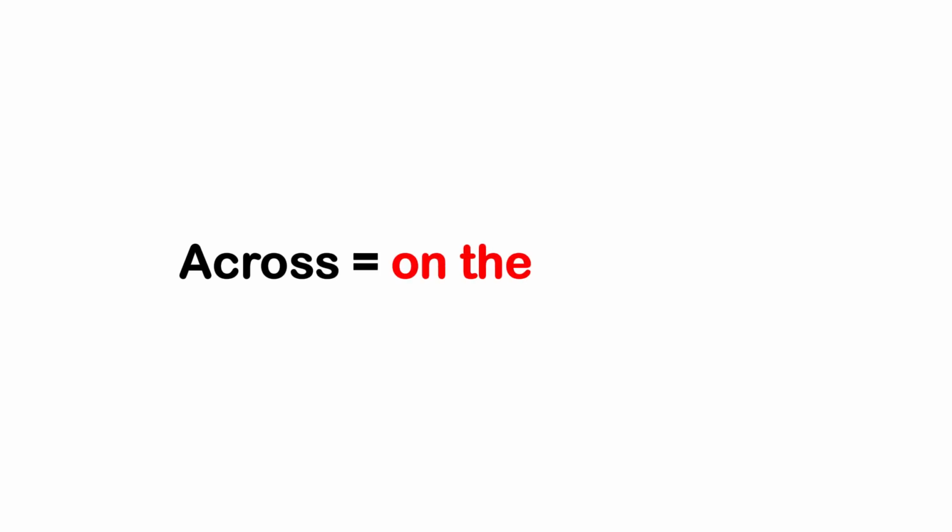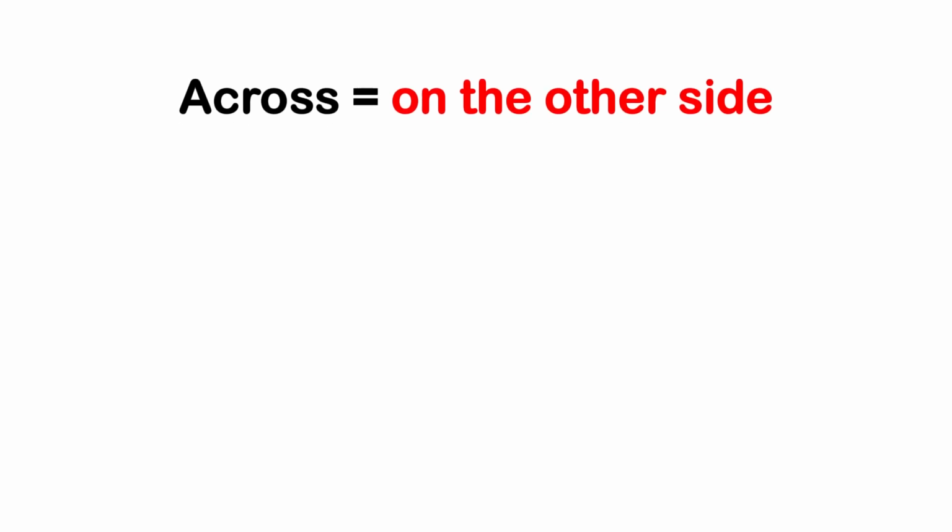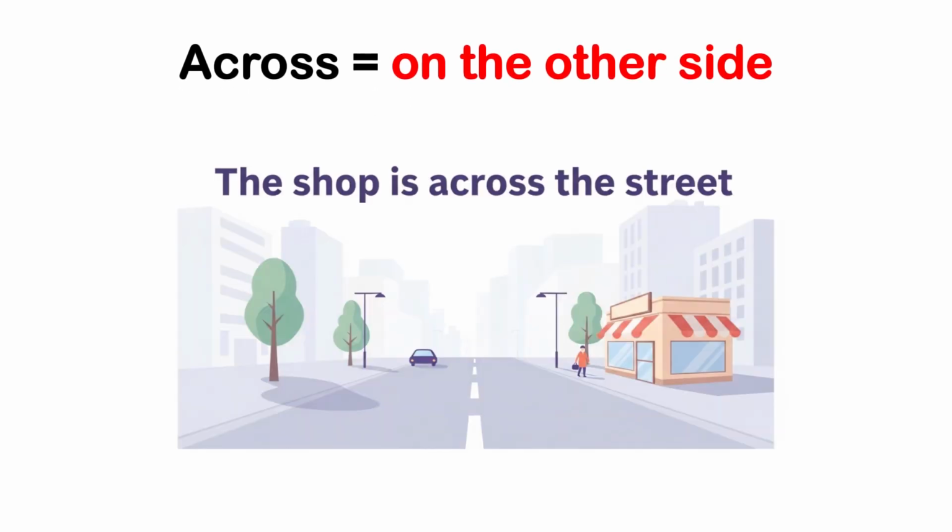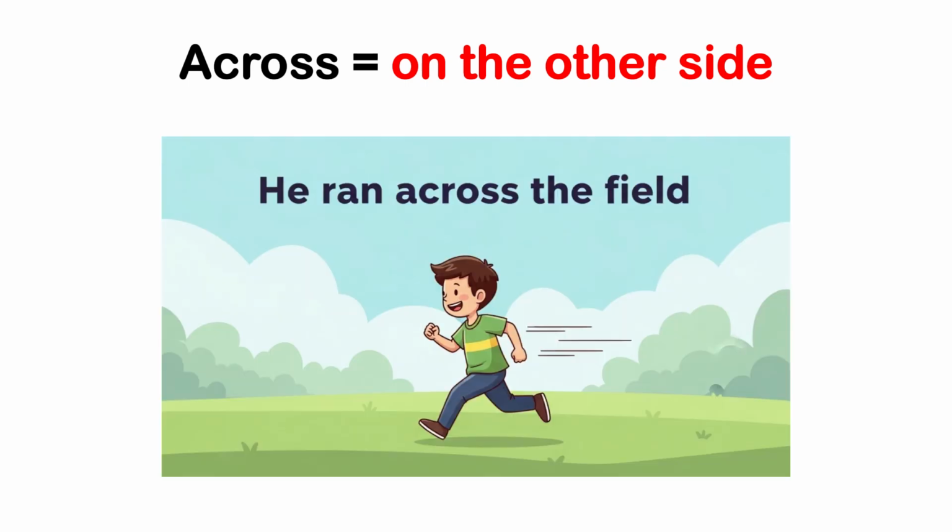Across. We use across when something is on the other side of a space. Examples: the shop is across the street. He ran across the field.